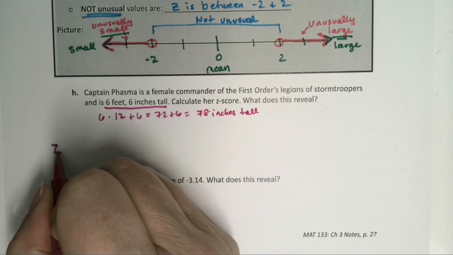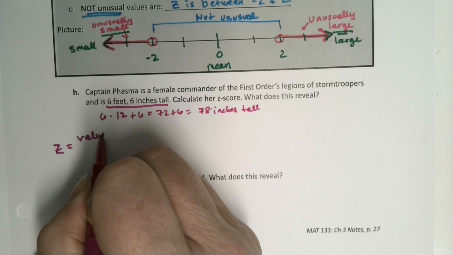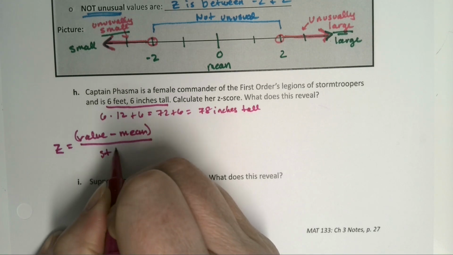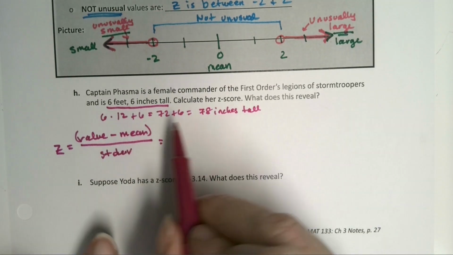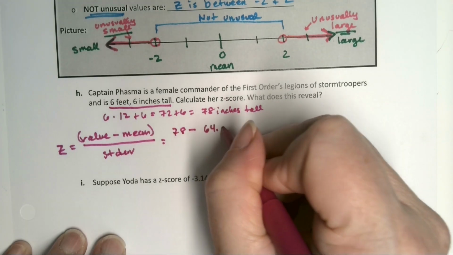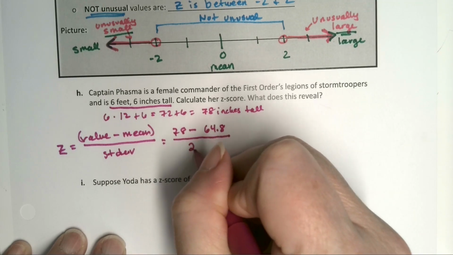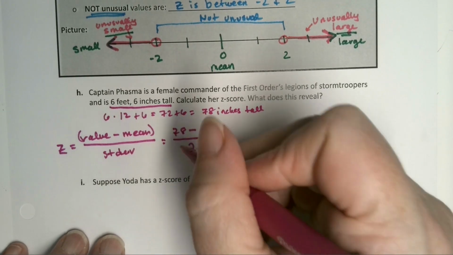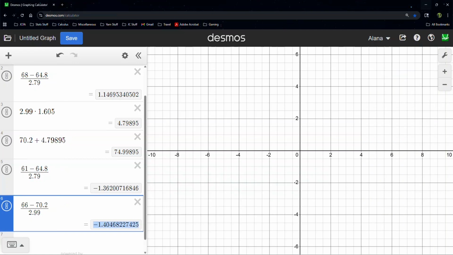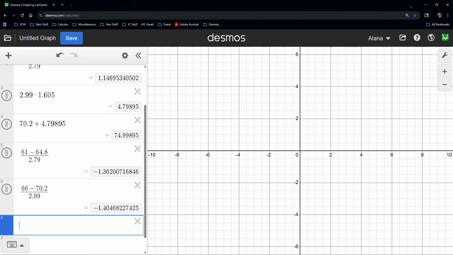Okay, so the z-score. Z is always the value minus the mean divided by the standard deviation. Her value is 78. Take away the mean for females, which was 64.8, and we divide by the standard deviation, which is 2.79. And again, use parentheses or don't use parentheses. It's fine either way. I just put them in there to remind you of how this works. And remember, there's no units on any of this. It's just a value, because what it's telling you is how many standard deviations above or below the mean you are.